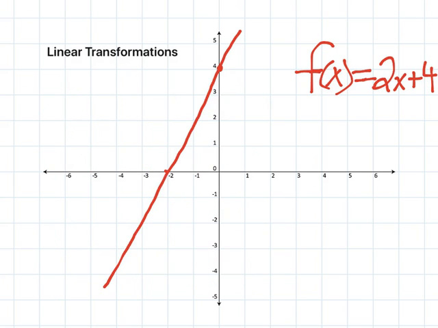Okay, let's look at this function here. F of x equals 2x plus 4. So the slope is 2, positive 2, and the y-intercept is positive 4 on the y-axis. Okay, so this first one, a multiplier.